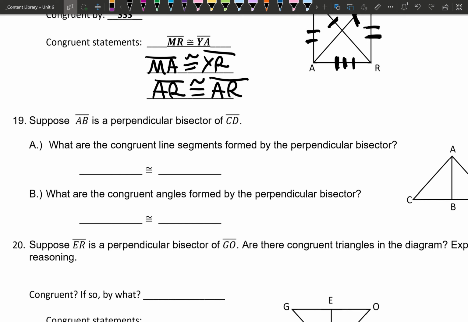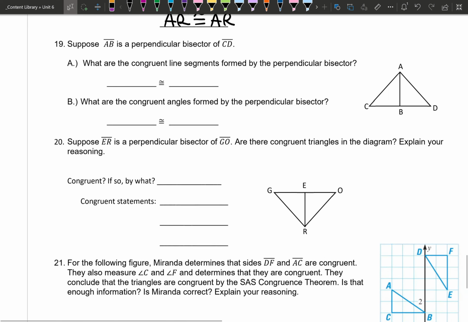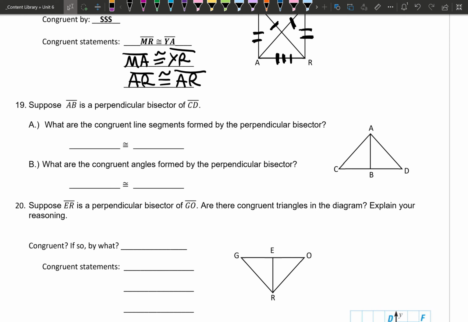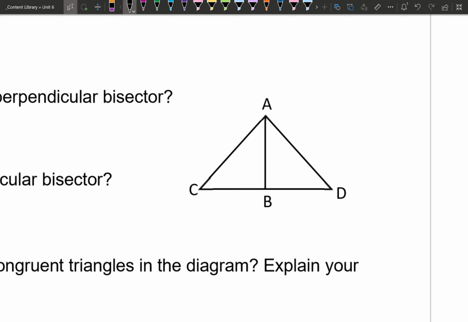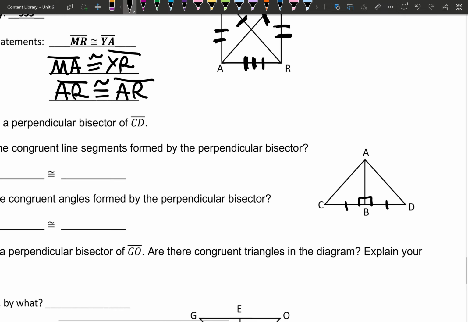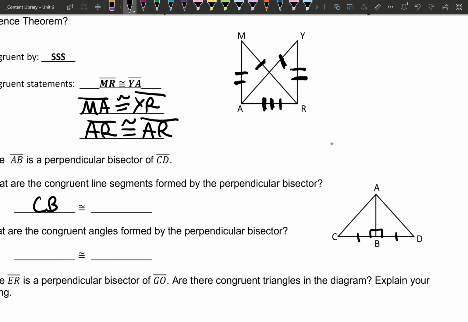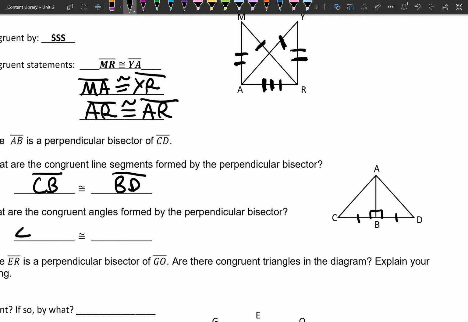19. Suppose AB is a perpendicular bisector of CD. What congruent line segments are formed by the perpendicular bisector? Now, what a perpendicular bisector does is it creates two 90-degree angles and two perfectly halved sides. Or it cuts a side into perfect halves, so it creates two congruent sides. My bad. So, what are the line segments? CB and BD. And what are the angles? Well, it's angle ABC and angle ABD.